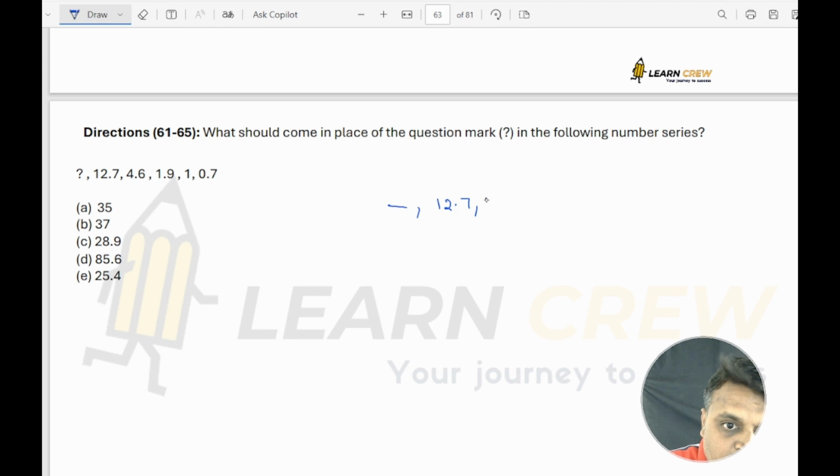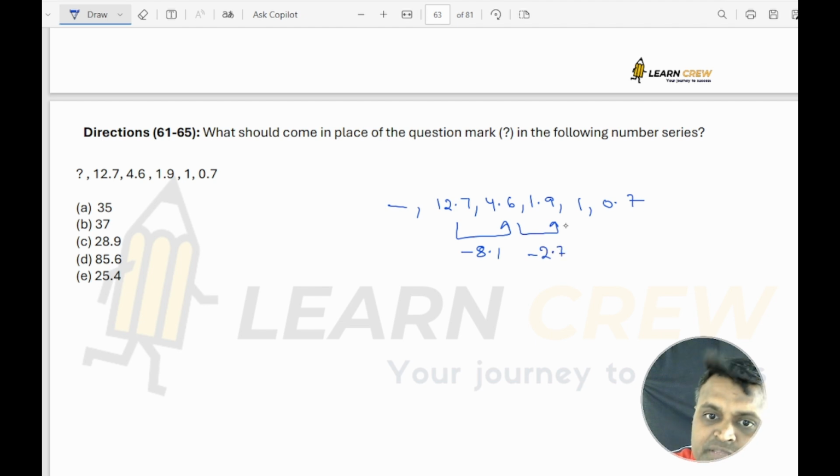12.7, 4.6, 1.9, 1, 0.7. So 12.7, 4.6, what is the difference? 8.1. 4.6, 1.9, difference 2.7. 1.9, 1, the difference is 0.9. 1, 0.7, it is 0.3. So now what has to be in this difference?